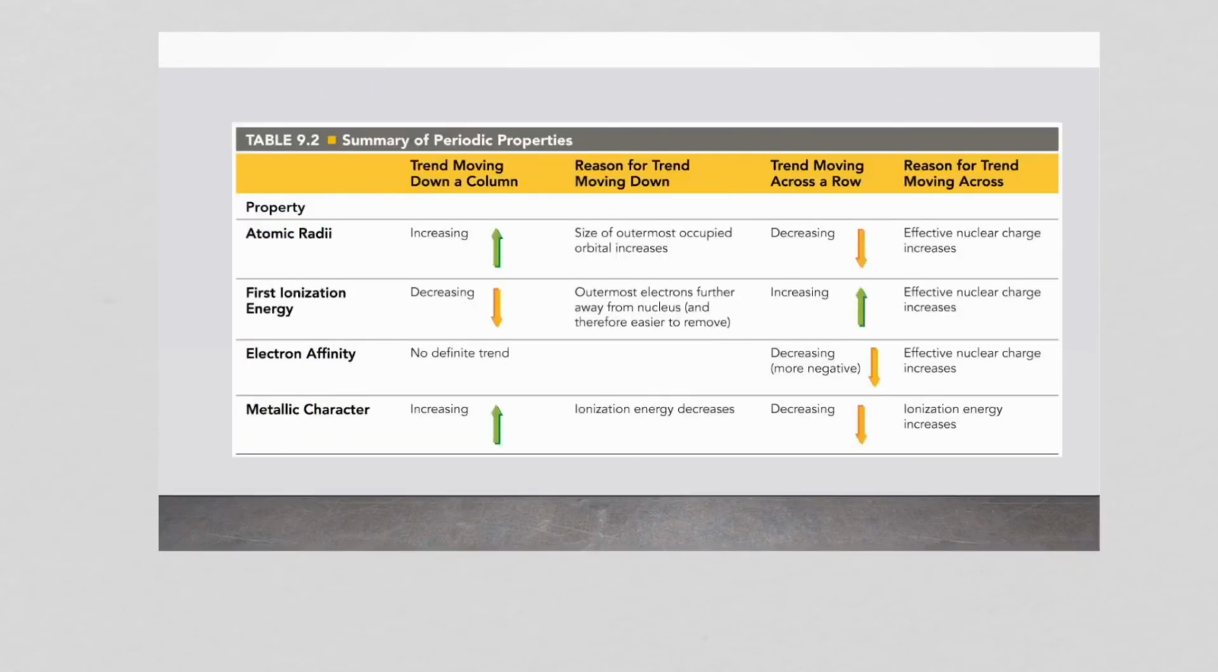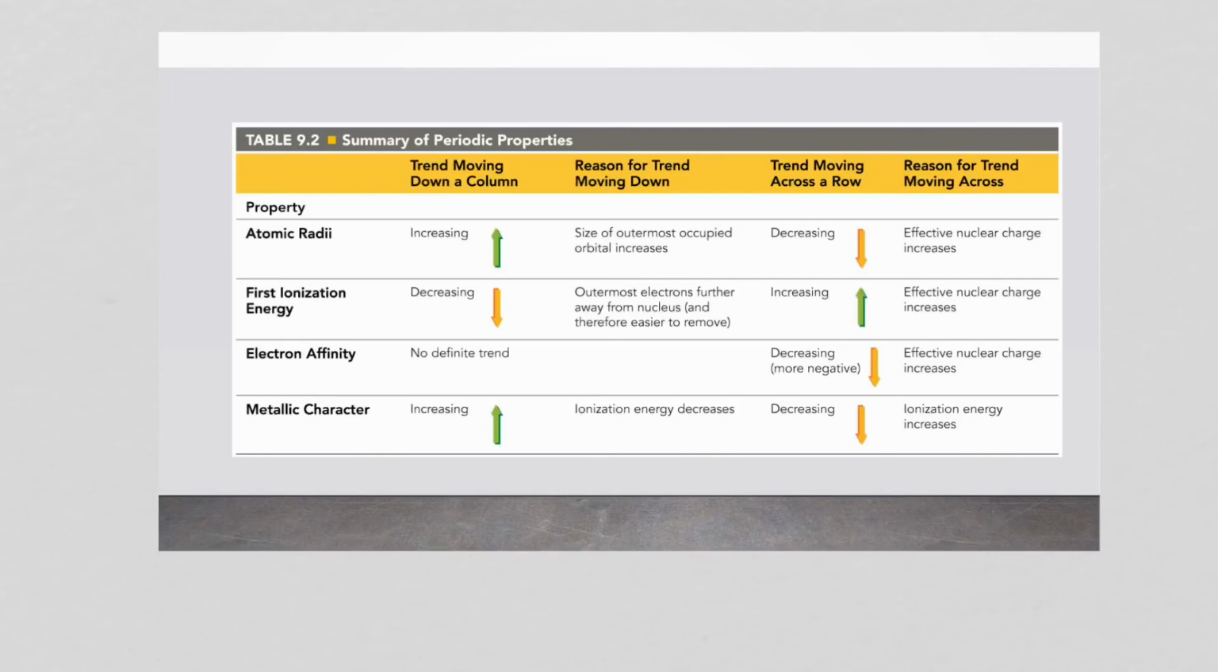Now, to wrap this chapter up, and this set of chapters up, I just want to summarize again these trends that we've looked at. So first of all, atomic radii, moving down a column, we get bigger size. Across the row or the period, we get smaller size, right? Because of that increasing effective charge.